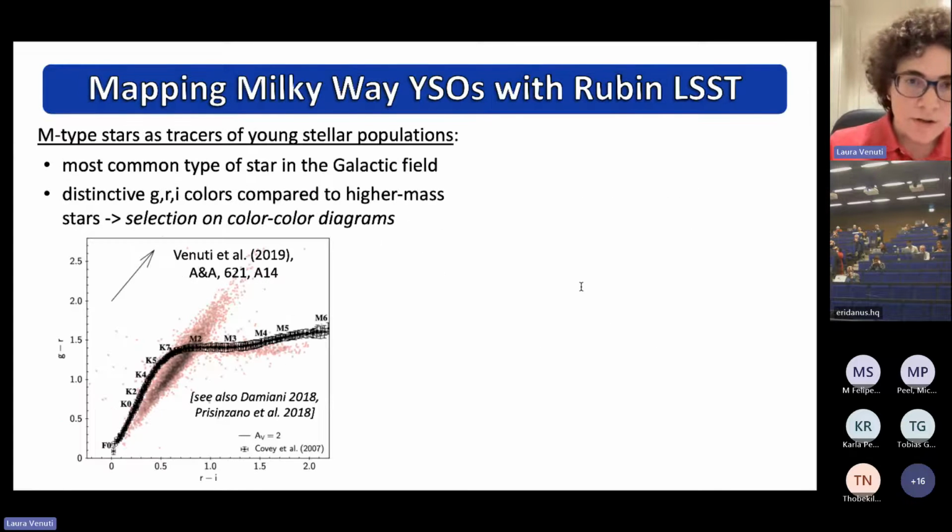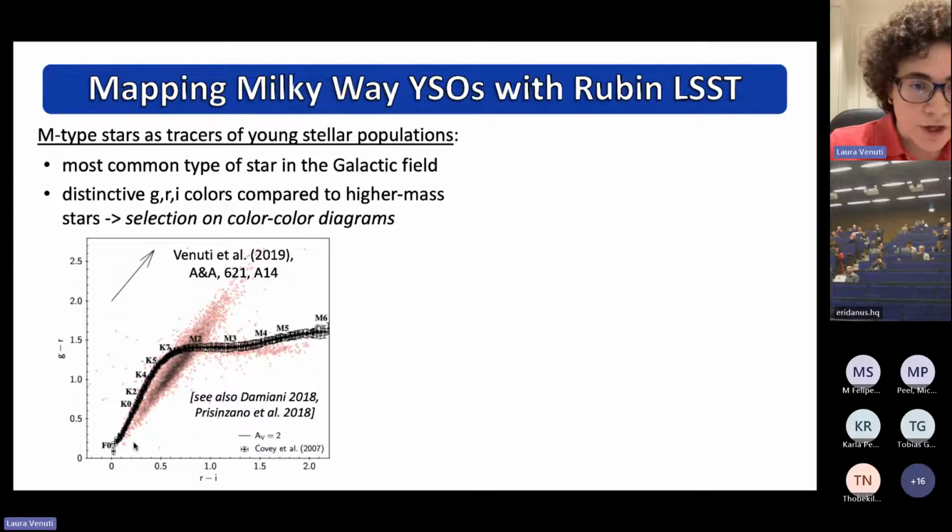So a first important thing that LSST can help us achieve is an unprecedented map of young stellar populations across the Milky Way. And this is in particular because LSST, thanks to its variation in the coadded depth, will allow us to detect the lowest mass M-type stars in all of these young star-forming regions. And this is important for two reasons. The first is that M-type stars are the most common type of stars in the galactic field, so they will provide us with a large statistical sample to classify the young populations we observe, and they are also crucial for the initial mass function.